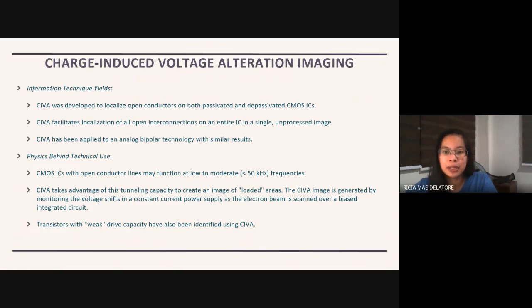Also, the CIVA image is generated by monitoring the voltage shifts in a constant current supply as the electron beam is scanned over a biased integrated circuit. Transistors with weak drive capacity have also been identified using CIVA. So these are some of the things that can be analyzed in the failure analysis of an IC using CIVA.